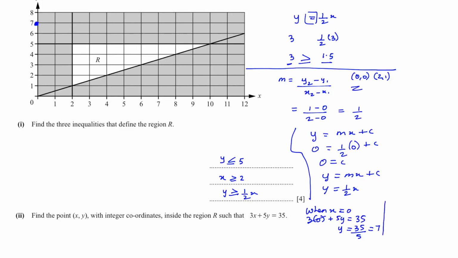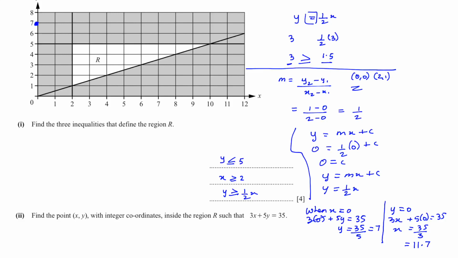And for the other part, we'll make y is equal to 0. When y is 0, 3x is equal to 35, so x is equal to 35 divided by 3. That will give us 11.7 when we round it to one decimal place.